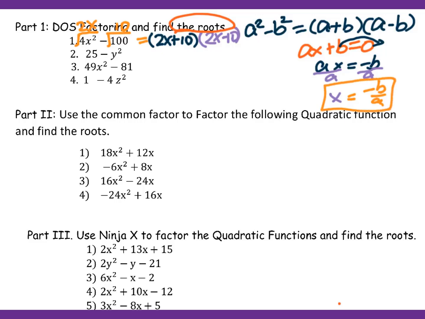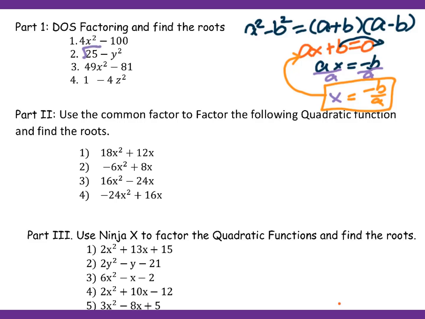Remember the result for the ax plus b equals 0 format. Therefore, your x1 equals negative b over a. So subtract 10 from both sides. That's negative 10 over 2, which gives negative 5. For x2, you add 10 to both sides. You will get 10 over 2, that's 5. Let's go to number 2.